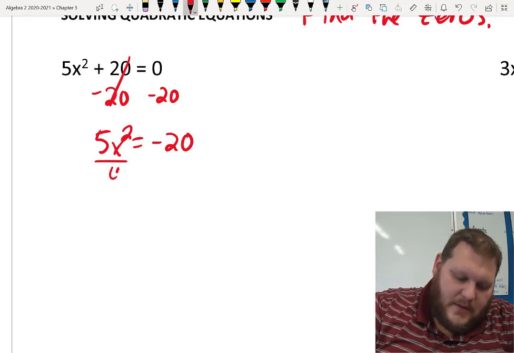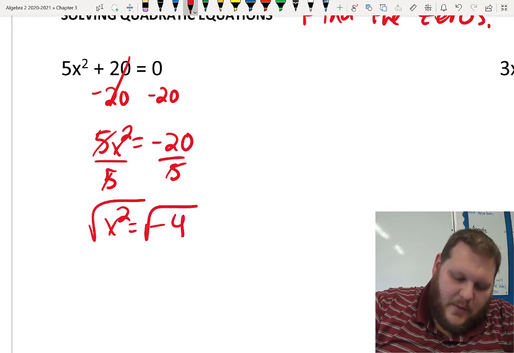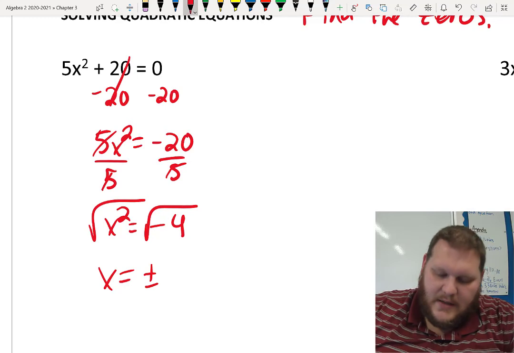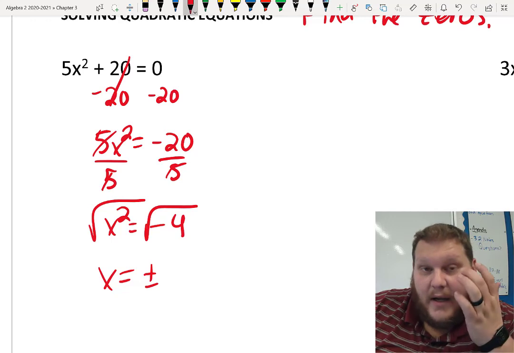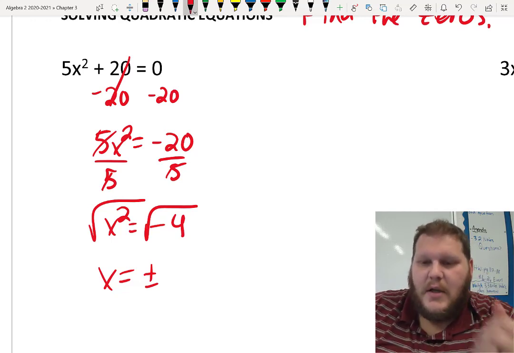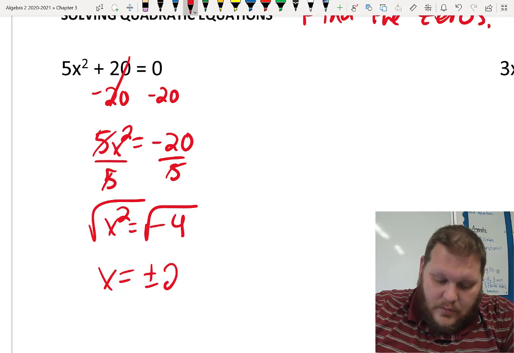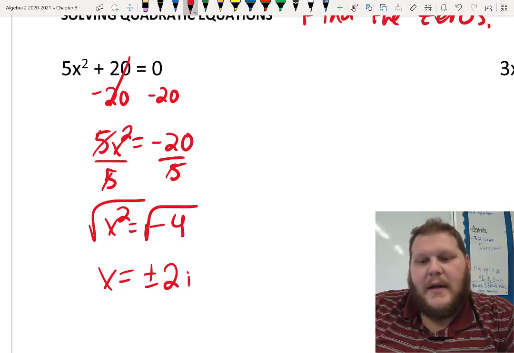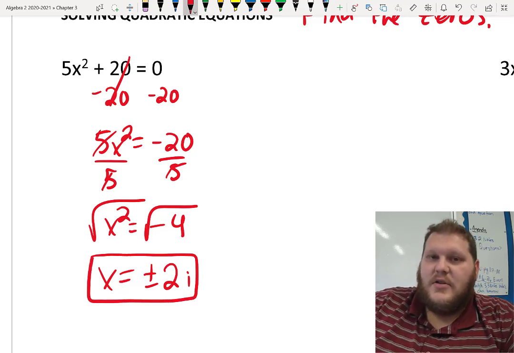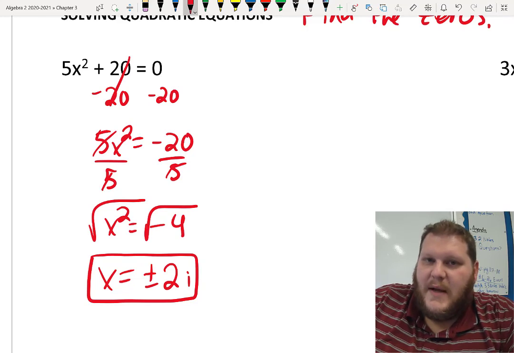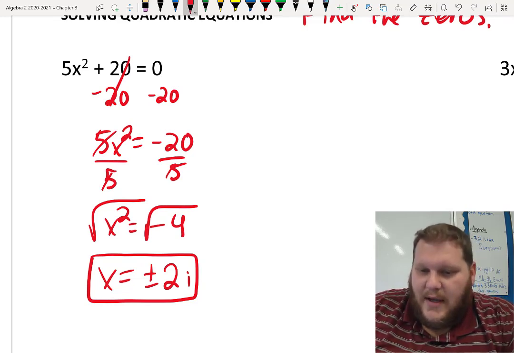I divide by 5 on both sides. Those give me x squared equals negative 4. I take the square root of both sides. x equals plus or minus. Now in this case, I can simplify because even though it's negative, I know that just means I'm going to have an i for my answer. So in this case, the square root of 4 is 2, and then the square root of the negative gives me i. So here, I still have plus or minus because I'm still solving an equation, just like if I was taking the square root of 4 on both sides, my x would be plus or minus 2. So here it's just that my x is plus or minus 2i.